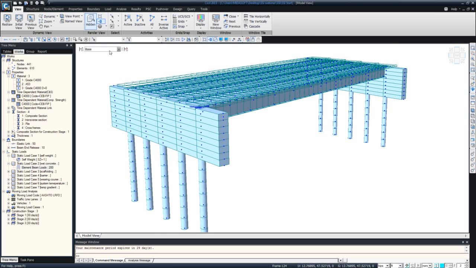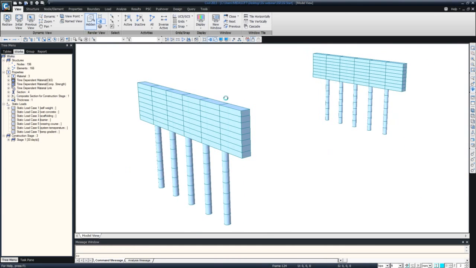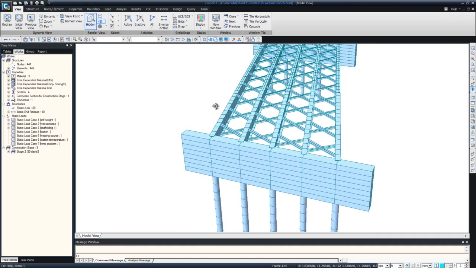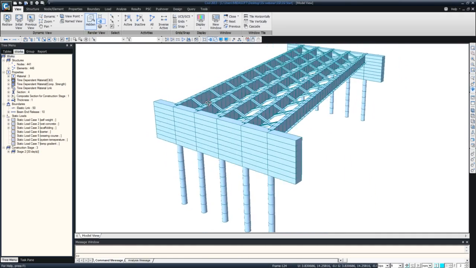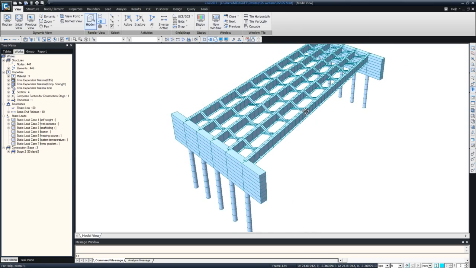Now let us see the different construction stages for this particular bridge. To change the construction stage, you can change it from here. You can change the base to stage 1 to see how the abutments have been constructed in this stage. In stage 2, the girders are installed. As you can see here, the steel girders are installed, and you can see the cross frames are also installed.